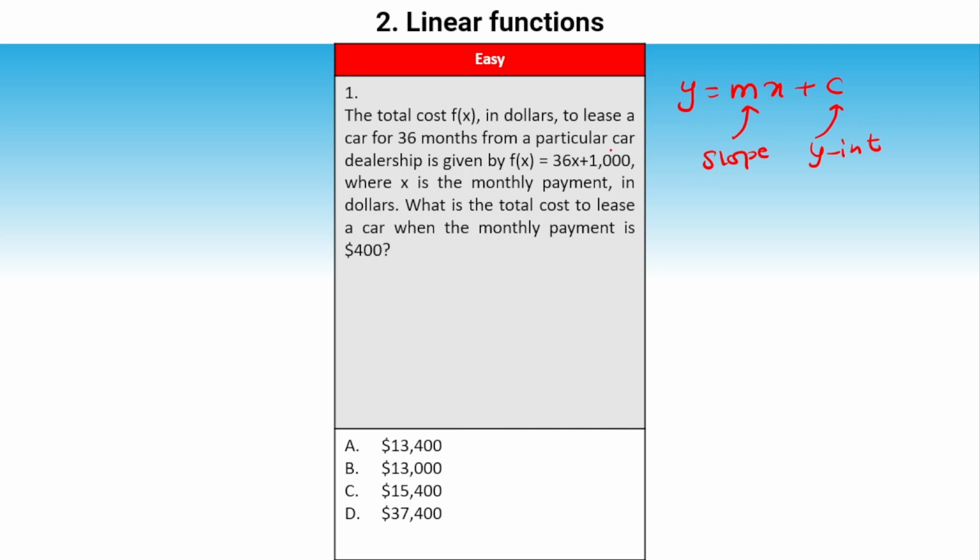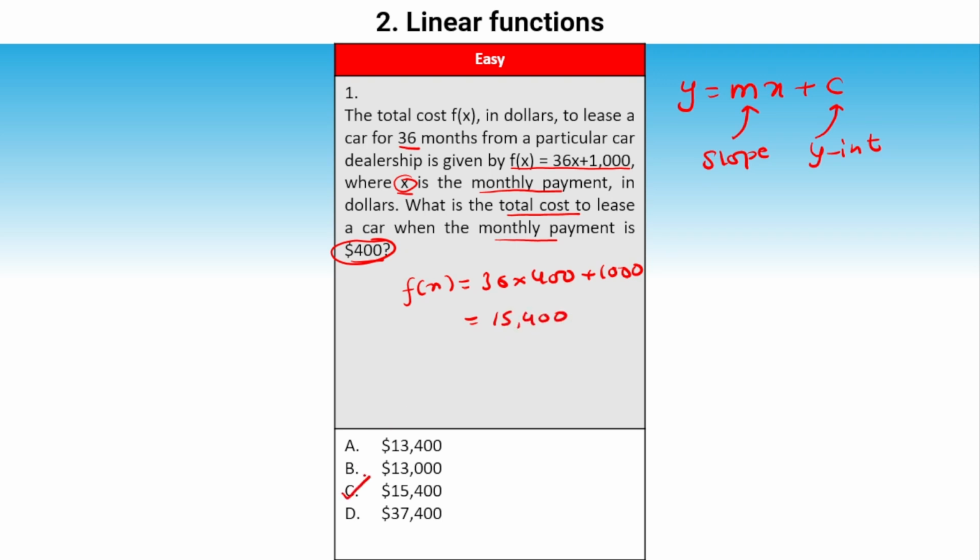So let's see the first easy question. The total cost f(x) in dollars to lease a car for 36 months from a particular dealership is given by this function, where x is the monthly payment in dollars. What is the total cost to lease a car when the monthly payment is $400? So x is given, find f(x), simple. f of x equals 36 times 400 plus 1000. If you solve this, you'll get 15,400. That is your answer, option C.